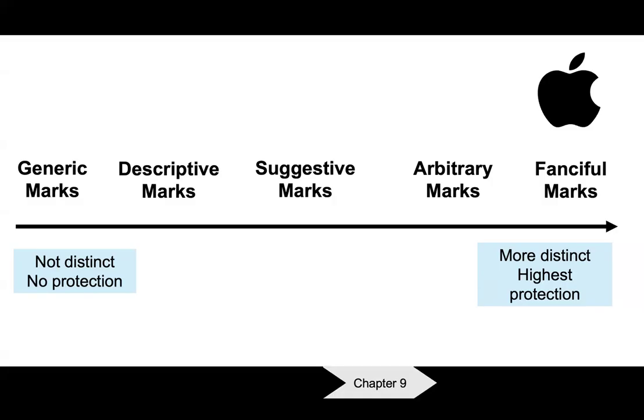If we continue to move down the scale to the middle point, we have suggestive marks. These marks can hint at characteristics of goods or services, but they do require some imagination to understand the product that they represent. A good example of this is actually Netflix. If we break down what Netflix actually means, you are watching flicks on the net, right? And that's really where the particular name and trademark comes from.